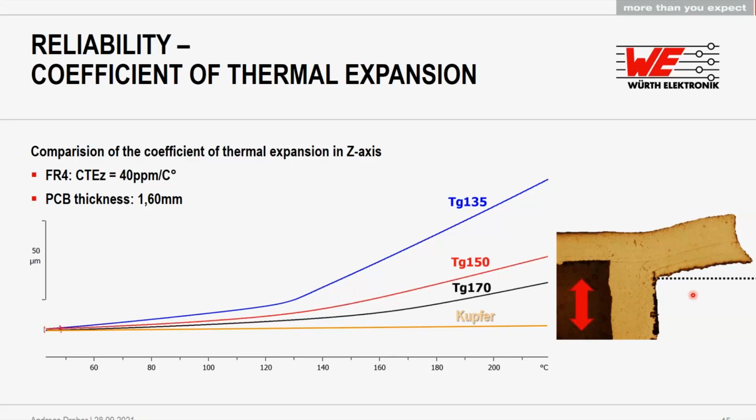To compensate for these points, you can use higher performing material, like material with TG150 or TG170. They have, on the one hand, a higher TG value, so this bending will start later, and on the other hand, they are typically filled with some filler, which also reduces the coefficient of thermal expansion and helps to get these forces down.